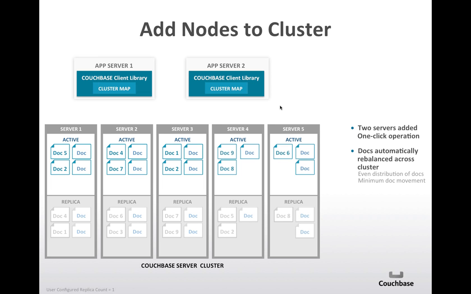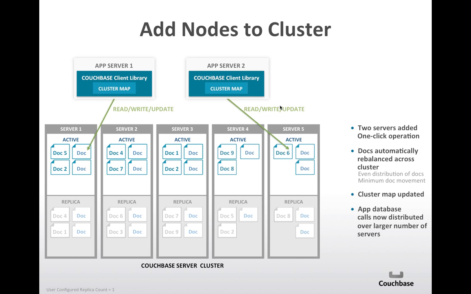The cluster map gets updated in the client library. Let's take an example: document 9, which was earlier on server 1, has now moved to server 4. So the cluster map gets updated in the client library, and it knows document 9 doesn't exist anymore on server 1. It's moved to server 4. So any request for document 9 or document 6 will start going to those new servers. The same process can also be used for software upgrades, hardware refreshes, and removing or swapping out misbehaving nodes.